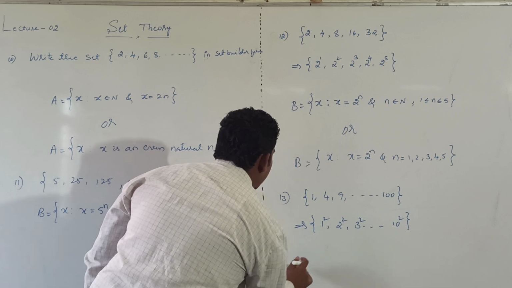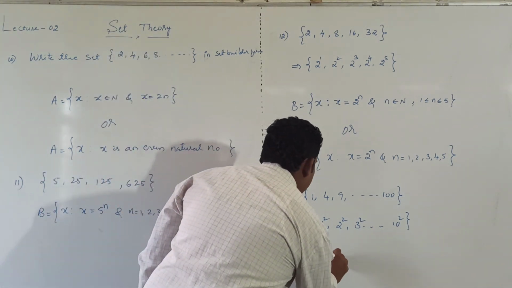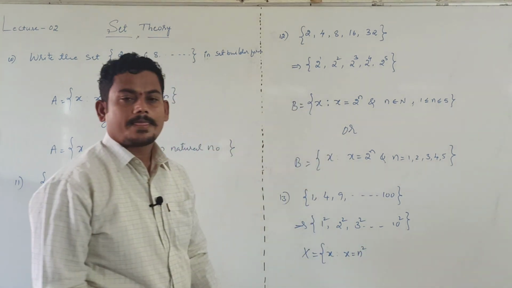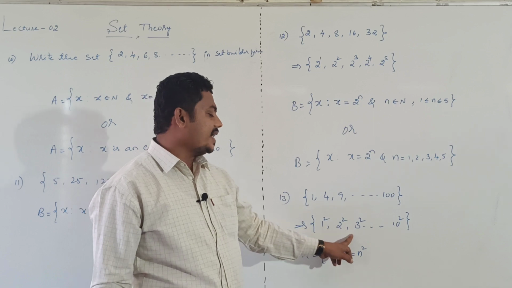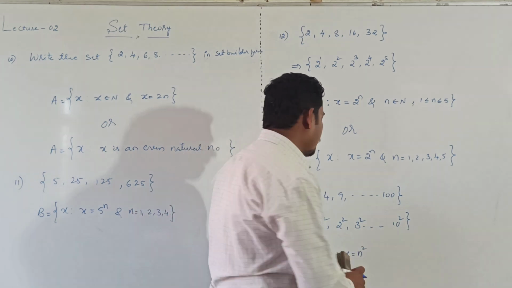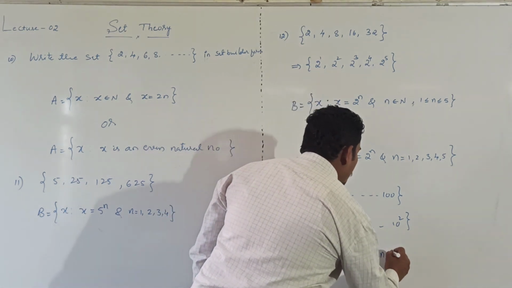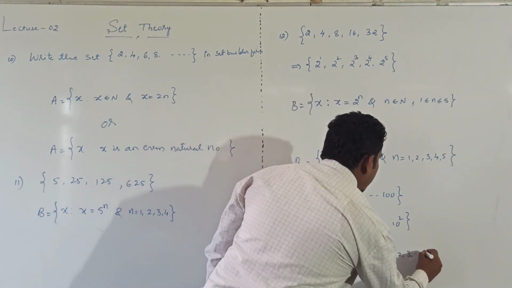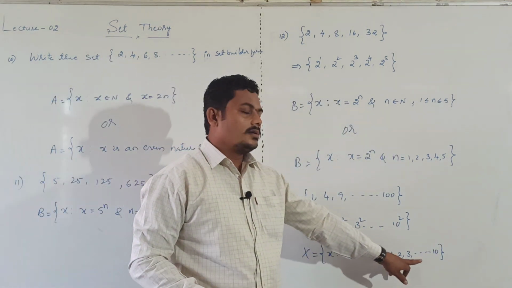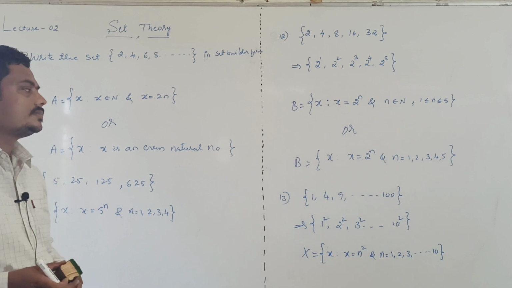Then set x equal to, x such that x equal to n square, because each element is the square of one element: 1 square, 2 square, 3 square, and n should be equal to 1, 2, 3 and so on. The last element is 10 square. 1 square, 2 square, 3 square. This is the corresponding set builder form.